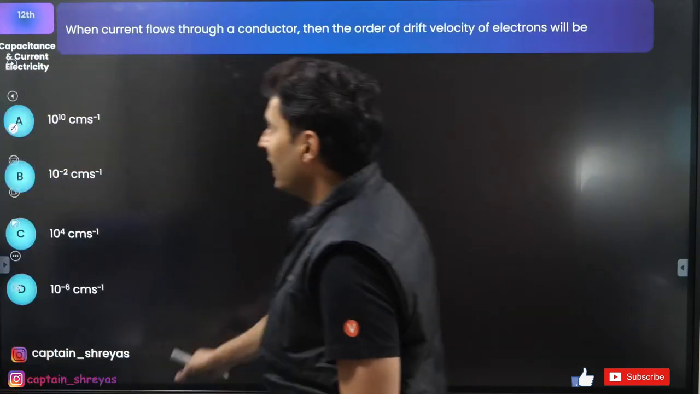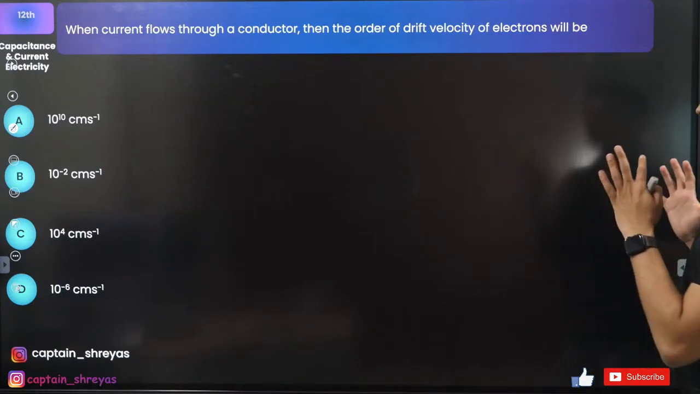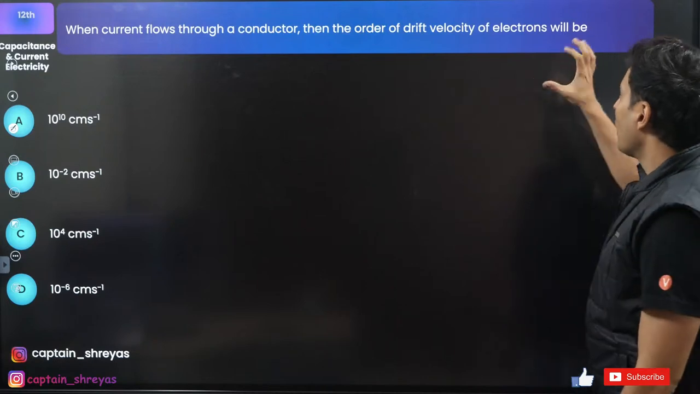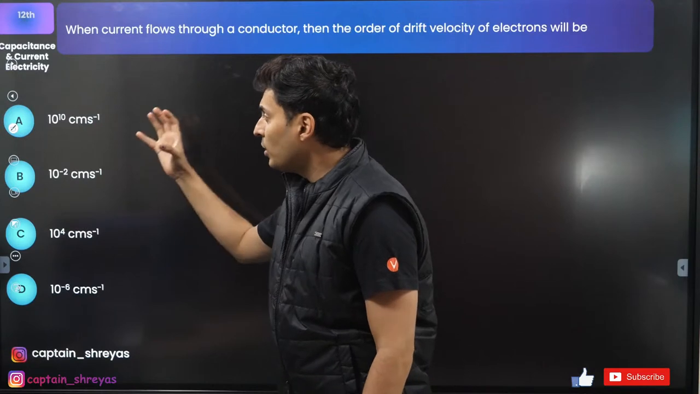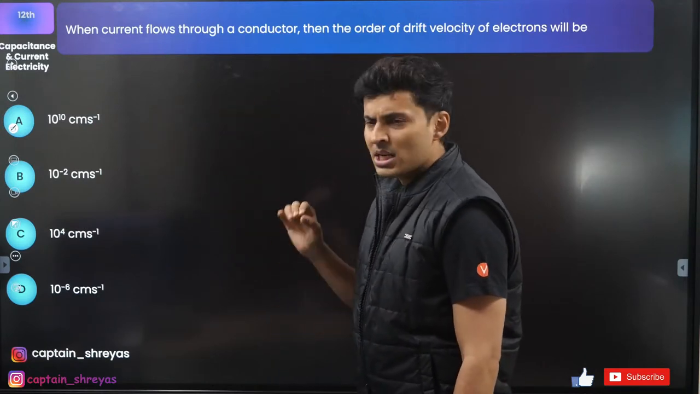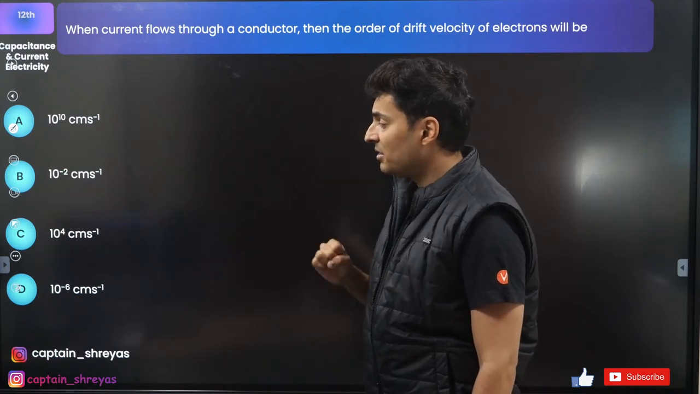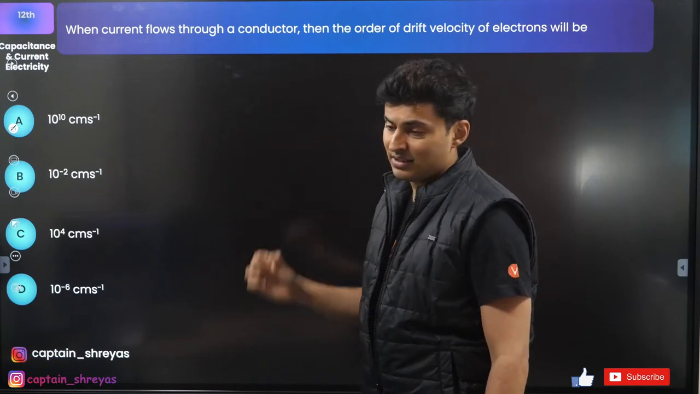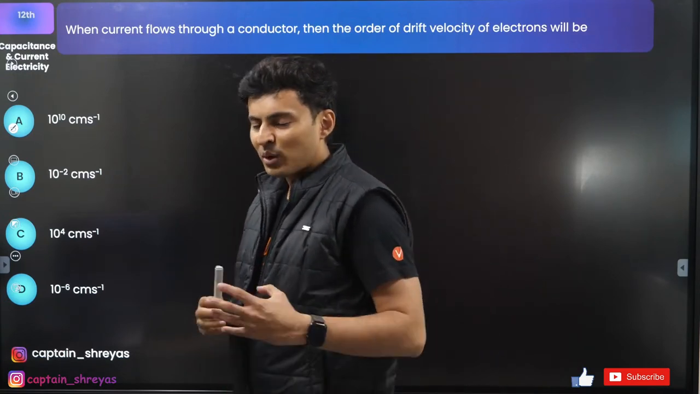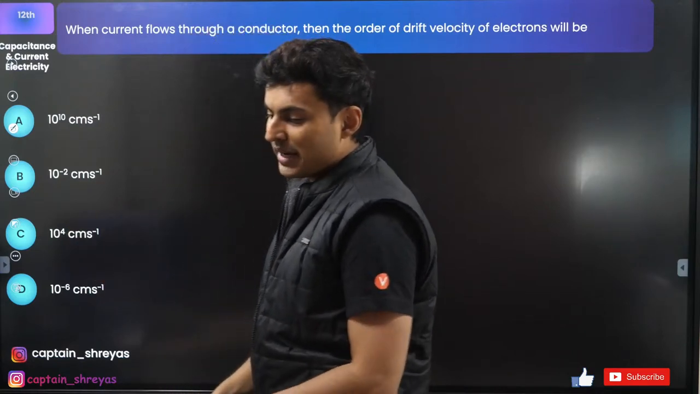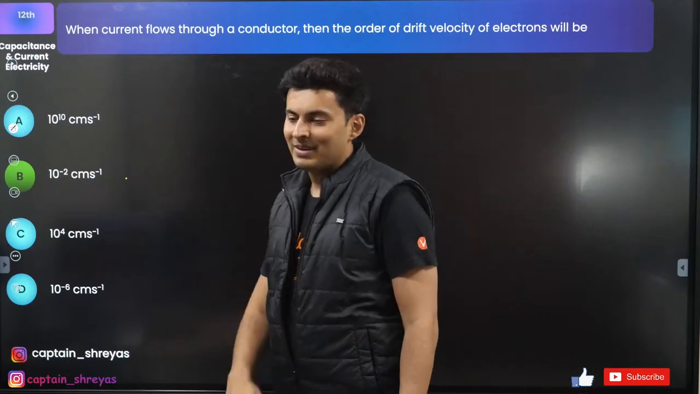Let's move on to the next question. When current flows through a conductor, then the order, that means the approximate range of the speed of the electrons drifting, is how much? 10 to the power 10 centimeters per second, 10 to the power minus 2 centimeters per second, 10 to the power 4 centimeters per second, 10 to the power minus 6 centimeters per second. What do you think is the approximate range? It's not very large, it's not very small.